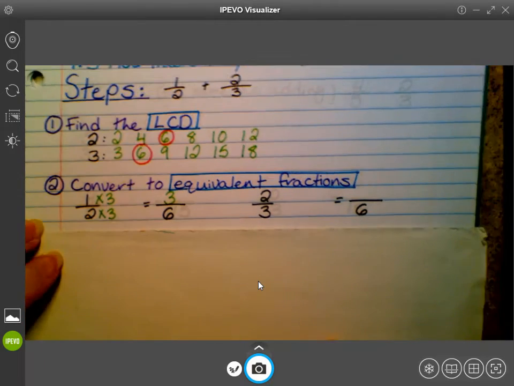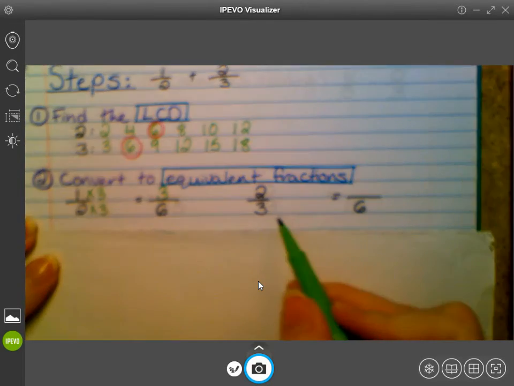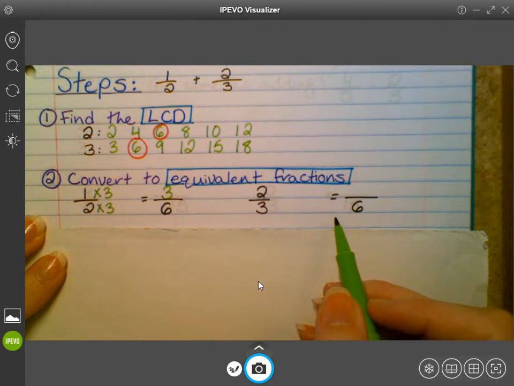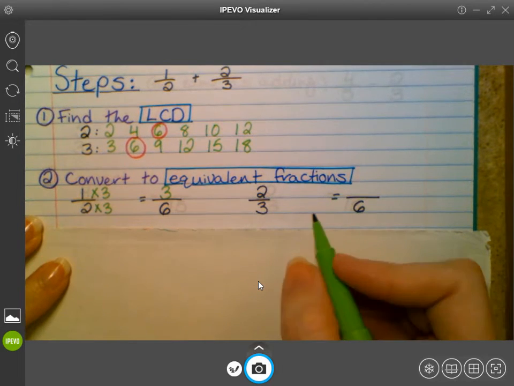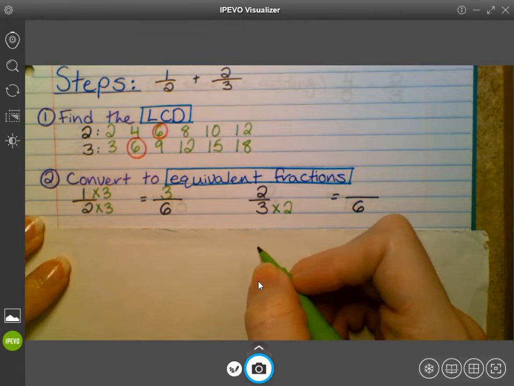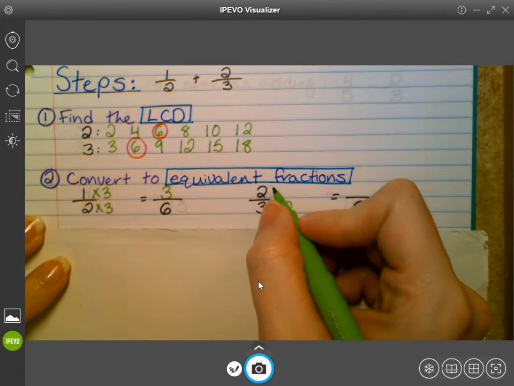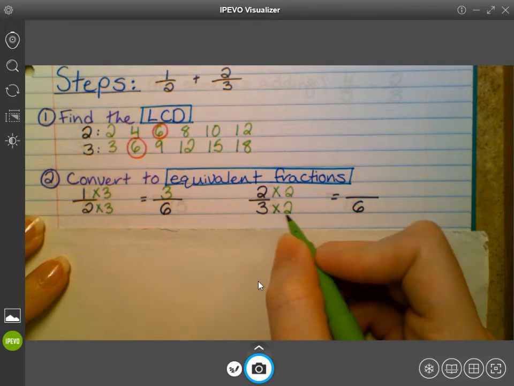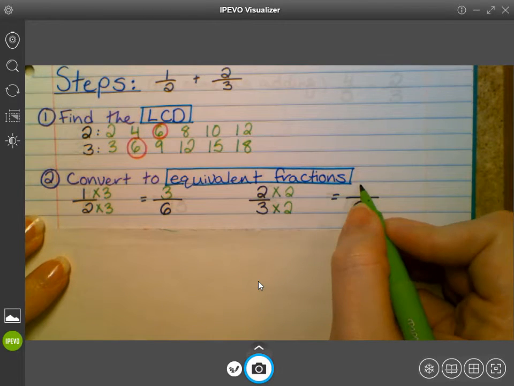Now, show me on your hands, what do I multiply 3 by to get 6? 3 times 2. Whatever I do to the denominator, I have to do to the numerator. 3 times 2 is 6. 2 times 2 is 4.